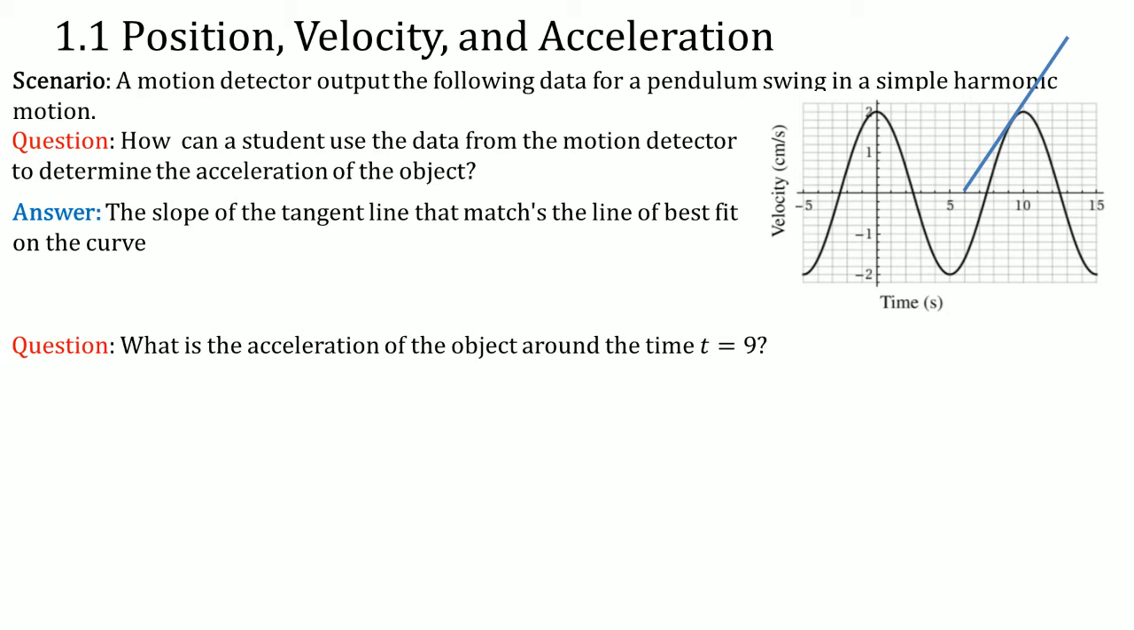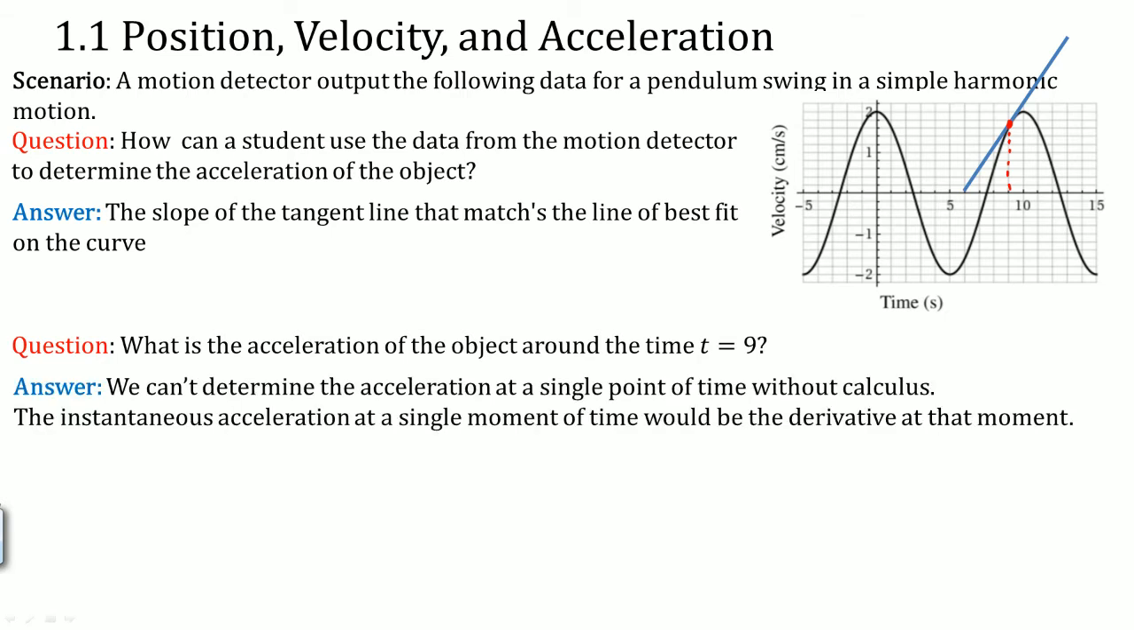Question. What is the acceleration of the object at that time t equals 9 seconds? 9 seconds can be looked at right here, and you want to see the acceleration at that moment. Here's the problem. You cannot actually determine the acceleration at that single point of time without calculus. The instantaneous acceleration at a single moment of time would actually be the derivative at that moment. You cannot actually find the acceleration at one time.